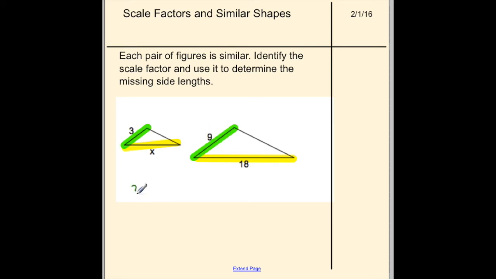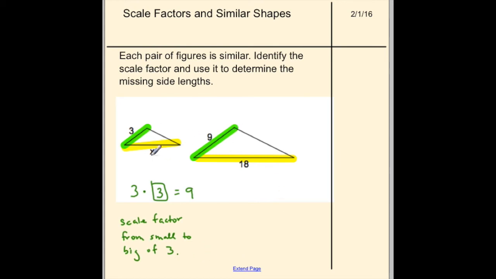What do I do to the 3? What did I multiply the 3 by to give me 9? Well, so going from the smaller triangle to the larger triangle, 3 times 3 is 9. So this has a scale factor from small to big of 3.